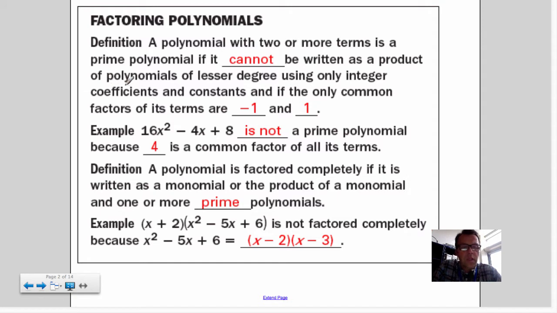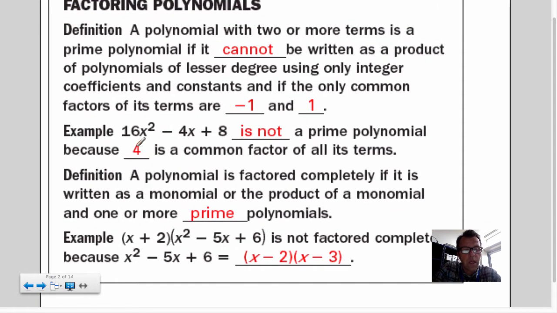Again, here we go. This is the definition: a polynomial with one or more terms is a prime polynomial if it cannot be written as a product of polynomials of lesser degree using only integer coefficients and constants, and if the only common factors of its terms are -1 and 1. So we need an example for this. Here's a polynomial that is not prime: 16x squared minus 4x plus 8. Hopefully you're looking at it and saying, 16, 4, and 8 are all divisible by 4. You could factor out a common 4. So this would not be a prime.